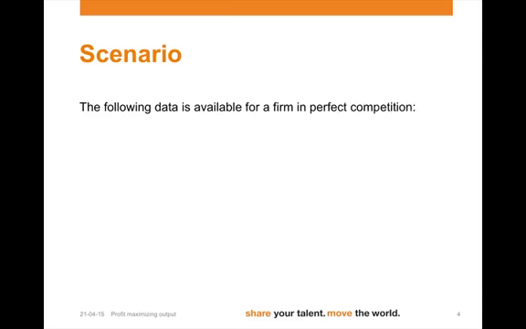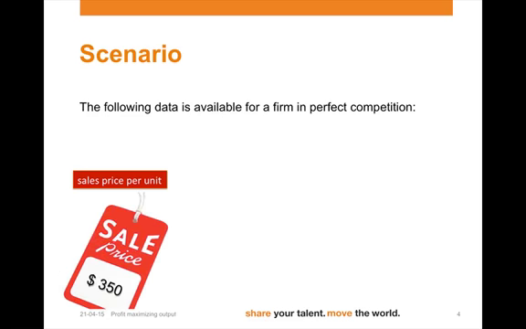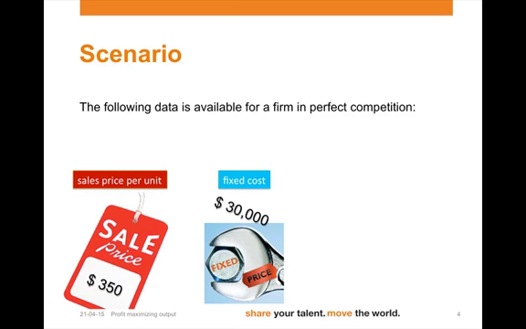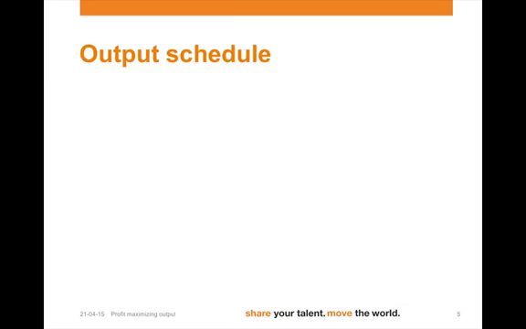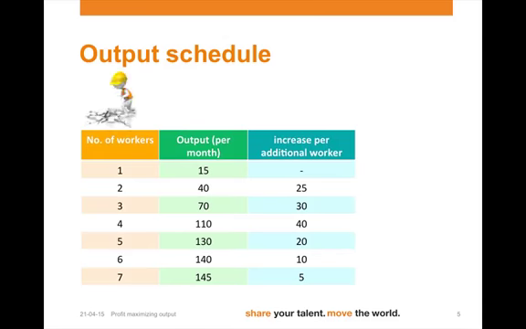Let's have a look at the following scenario. We have a sales price per unit of $350. The fixed costs for the firm are $30,000. The cost for one unit of labor is $2,000. Let's have a look at an output schedule. With a number of workers of 1, we have an output of 15 units per month. At 2 workers, we can produce 40, 3 workers, we can produce 70, and so on.